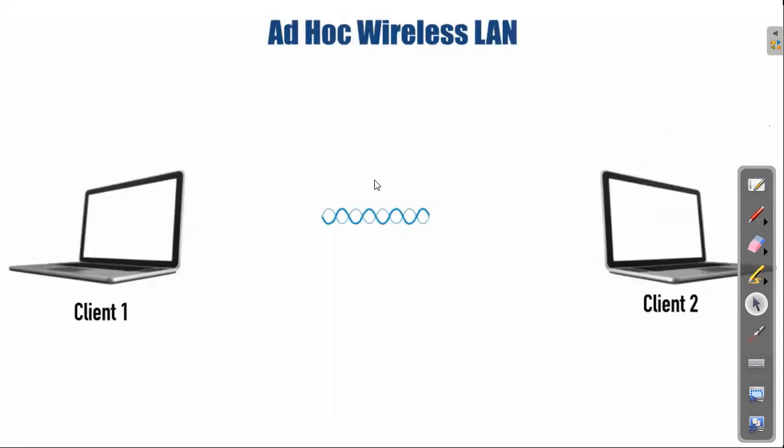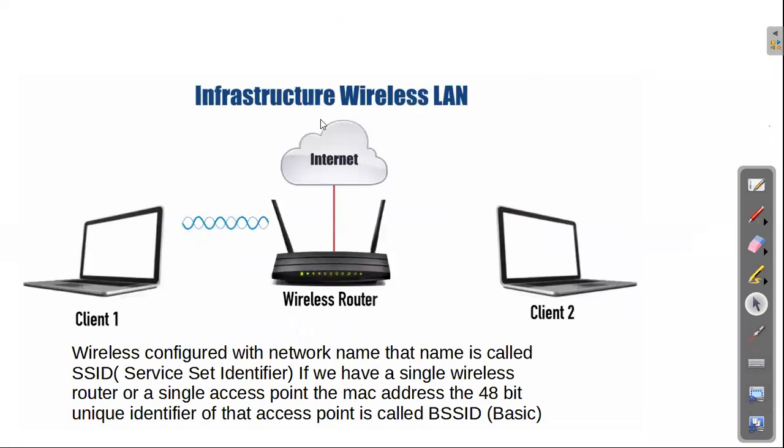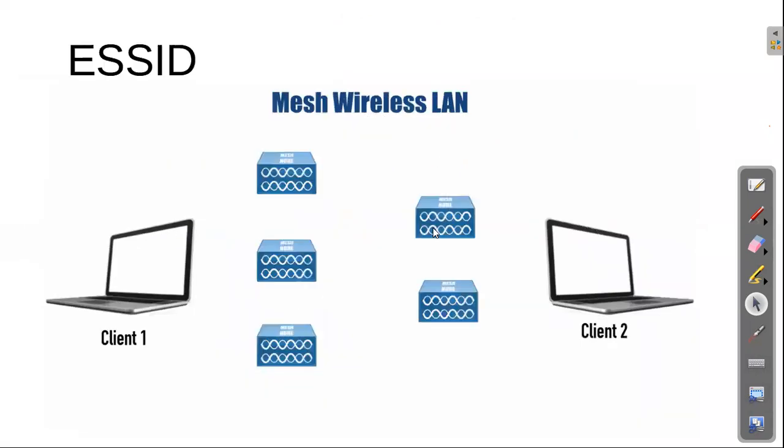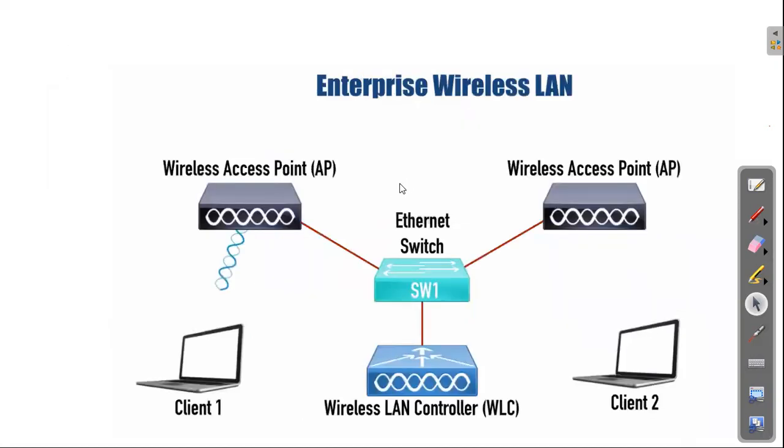These are simple. It is ad hoc wireless LAN. This is infrastructure wireless LAN. This is mesh wireless LAN. All these things will be discussed in the wireless sections. It's a separate section we have to discuss, so that's why I'm just passing this. This is enterprise wireless LAN. Okay, it looks like this. AP, access point is there, switch is there, and also WLC, wireless LAN controller, will be there to control these APs.